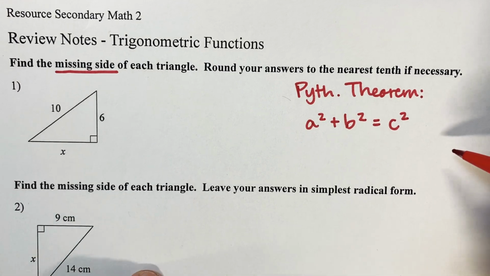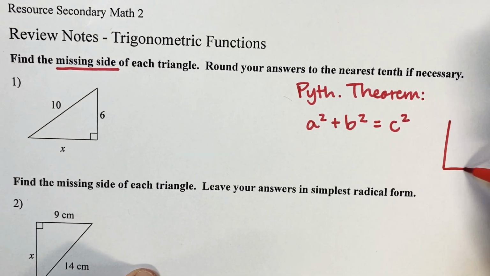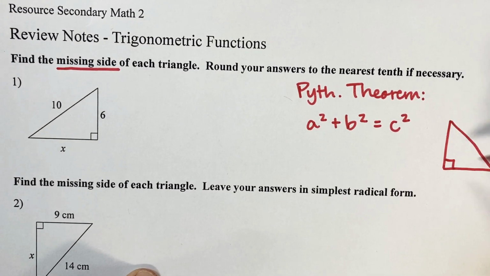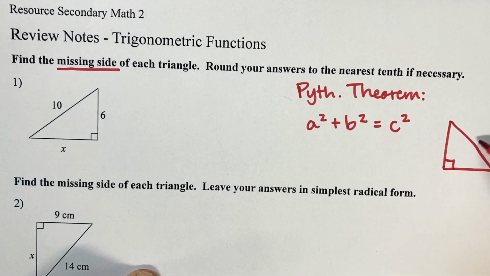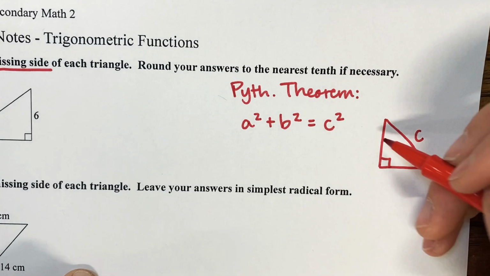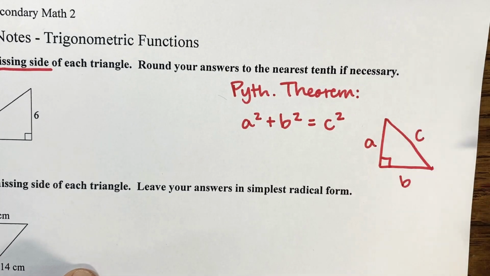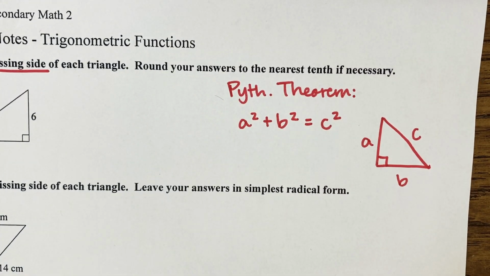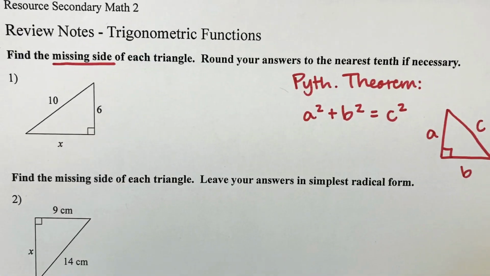If you need to remind yourself what a, b, and c are, let's draw a little right triangle, right angle. So we know that c is always our hypotenuse. It's across from that right angle. And a and b can be either leg. So a, b, and c. Knowing this, let's look at number 1.